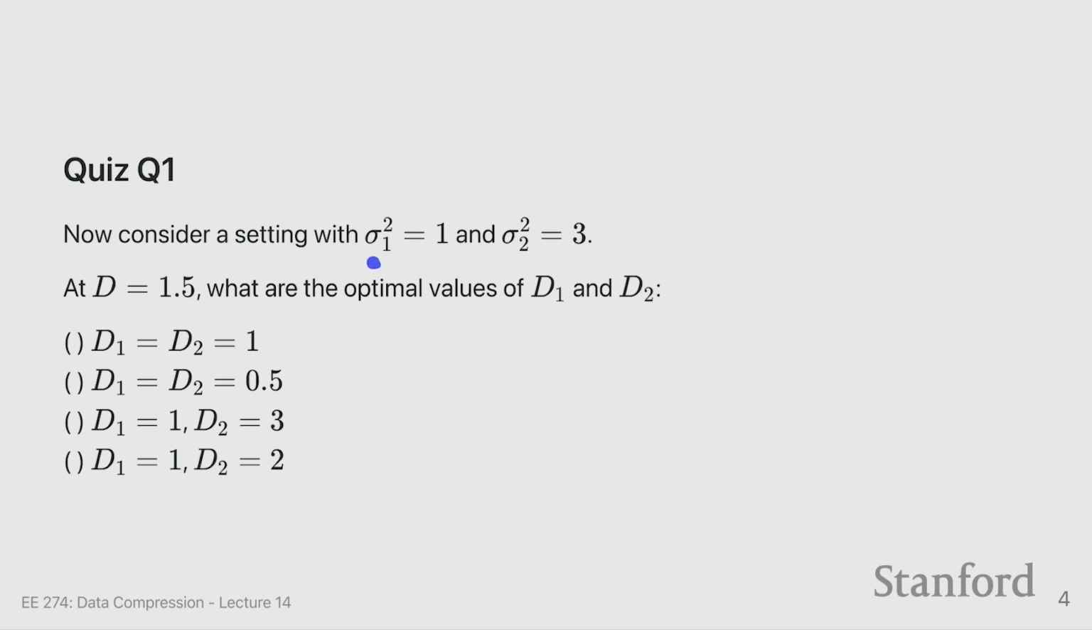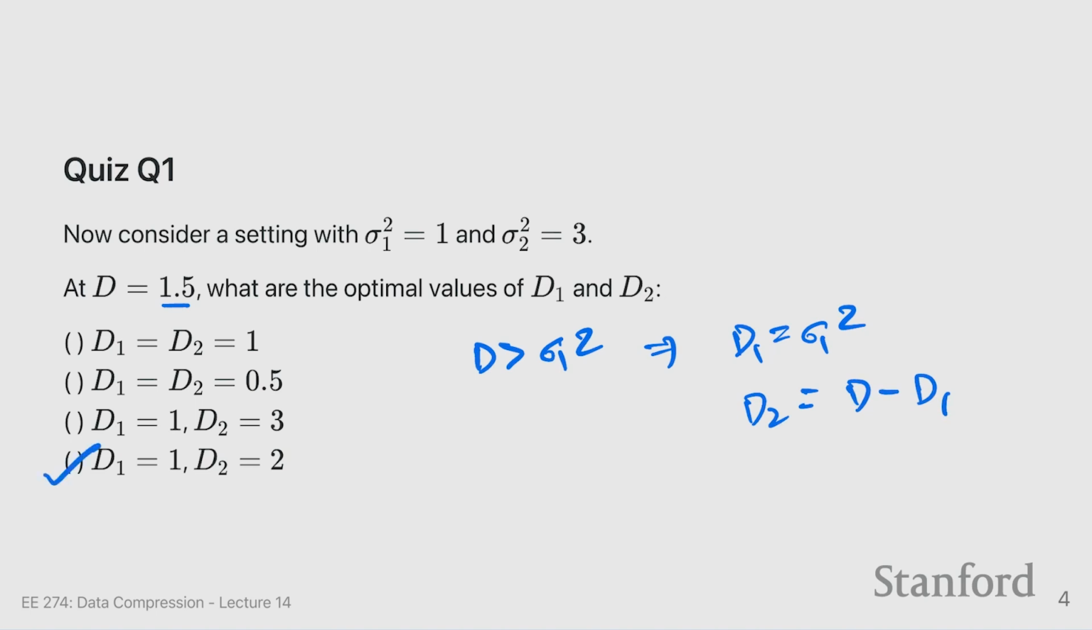So we considered a setting with sigma 1 squared equal to 1, sigma 2 squared equal to 3. And then at D equal to 1.5, we asked what are the optimal values of D1, D2. I hope this one's obvious: since 1.5 is greater than sigma 1 squared, that means our D1 would just be sigma 1 squared and D2 would be D minus D1 in this case. So the answer is just the fourth one.